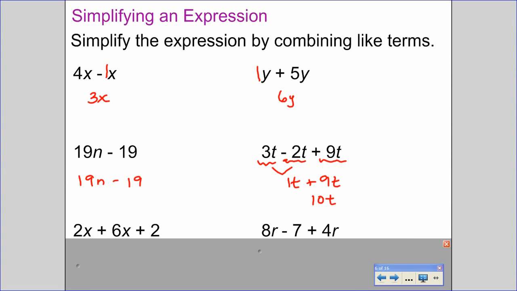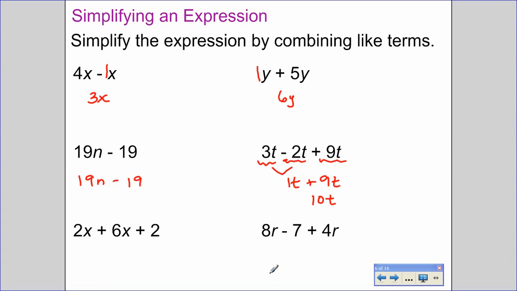You take a look at these two on your own. When you're ready, go ahead and hit play again. So we've got 2x plus 6x. That gives me 8x plus 2.